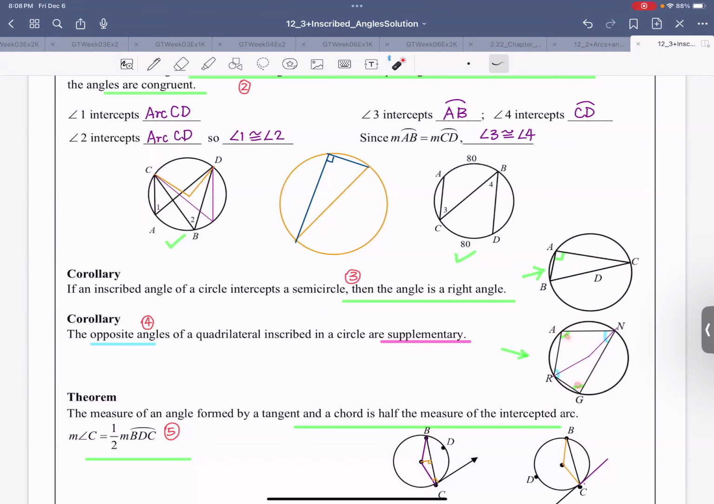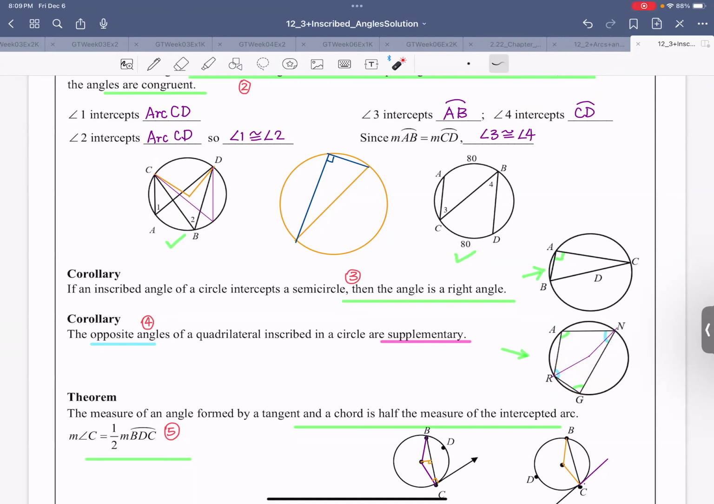These two are 180. Same symbol here. If you draw this in, this is half of this. And this one, half of this. This is half of this. So that's why opposite angles are supplementary.